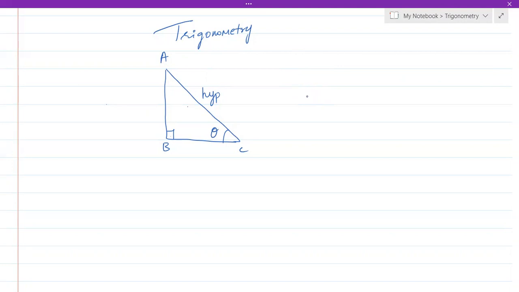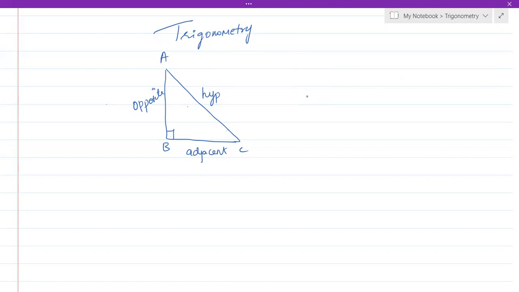I'm studying this angle, theta. Now the side opposite to the angle that we are studying is known as the opposite side, and the remaining one will be the adjacent side. This will be opposite and this will be adjacent. Remember, we can identify the opposite side and adjacent side only if the angle that we are studying is given.